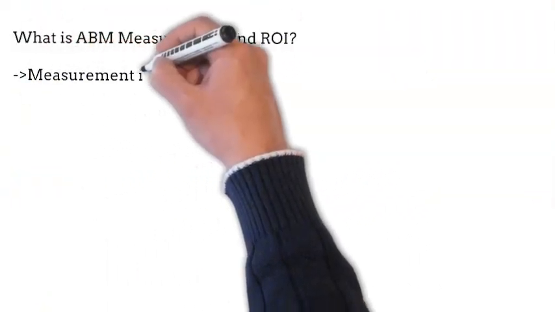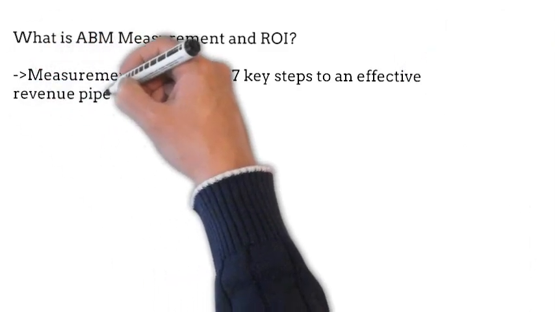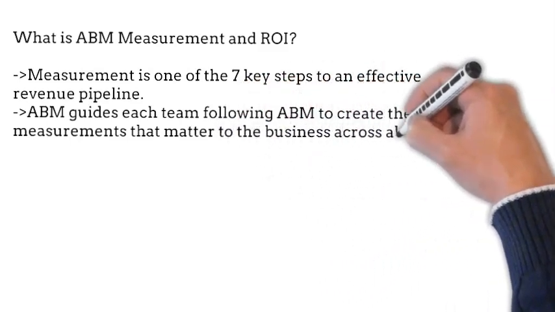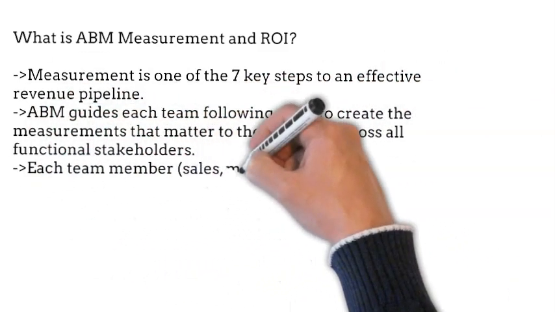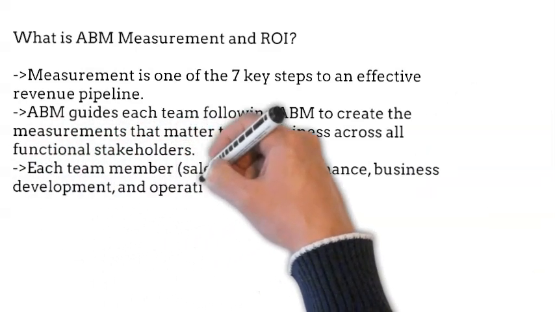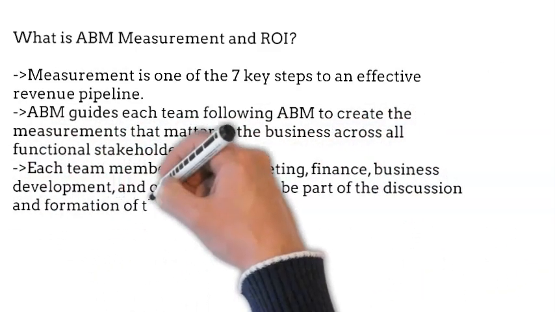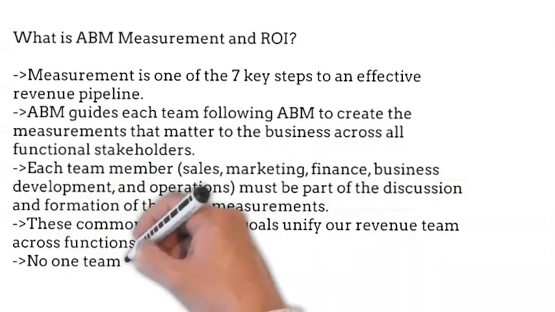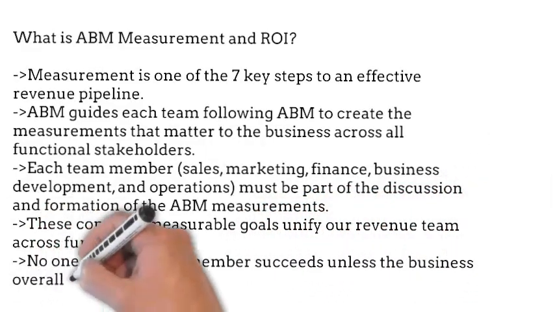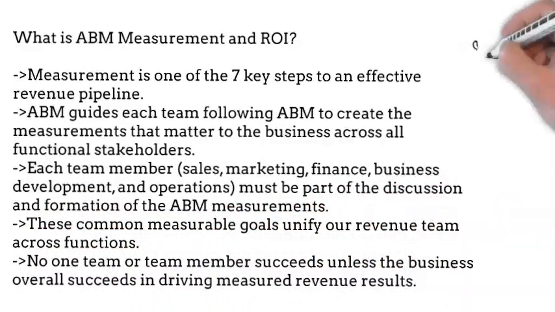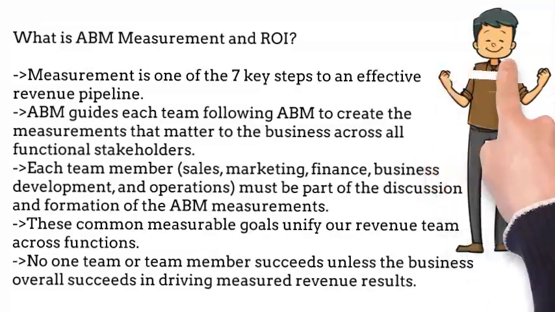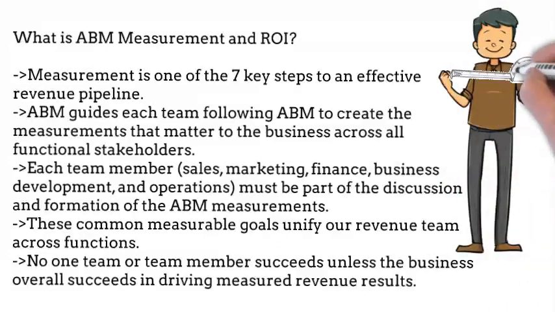Well, what exactly is ABM measurement and ROI? Measurement is one of the 7 key steps to an effective revenue pipeline. ABM guides each team following ABM to create all the measurements that matter to the business across all functional stakeholders. Each team member, whether in sales, marketing, finance, business development, operations, must be part of the discussion and formation of the ABM measurements. These common measurable goals unify our revenue team across all functions, and no one team or team member succeeds unless the business overall succeeds in driving the measured revenue results that the team have all agreed upon.